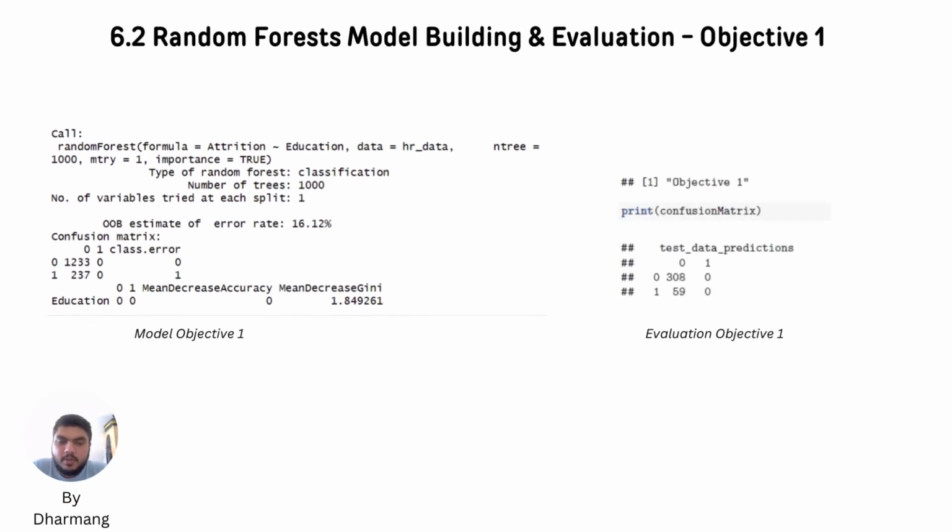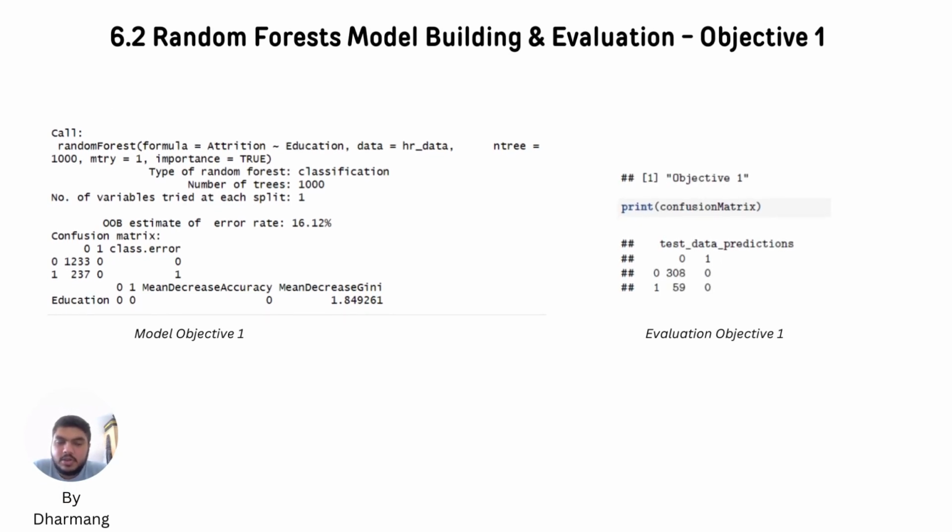The random forest model built with 1000 trees aimed to predict attrition based on education, showing an out-of-bag error of 16.12%. The confusion matrix indicates the model's perfect prediction for non-attrition, but a complete failure to predict any attrition cases, leading to a 100% error rate for actual attrition predictions.